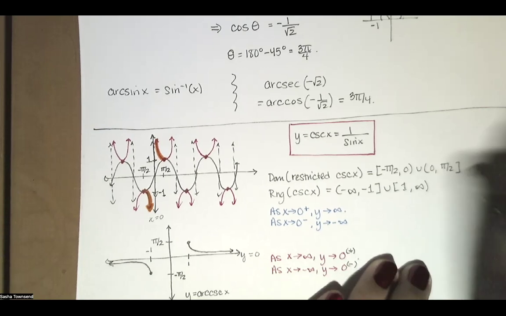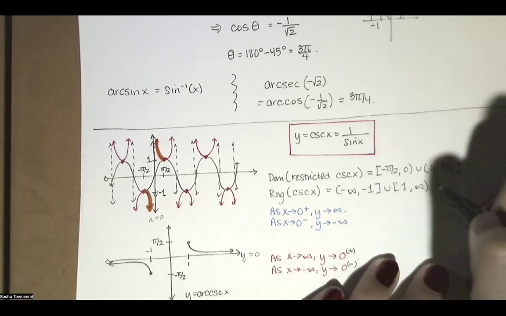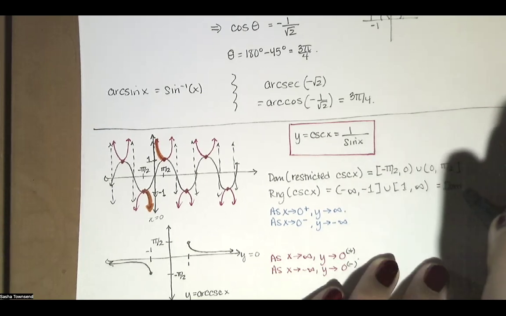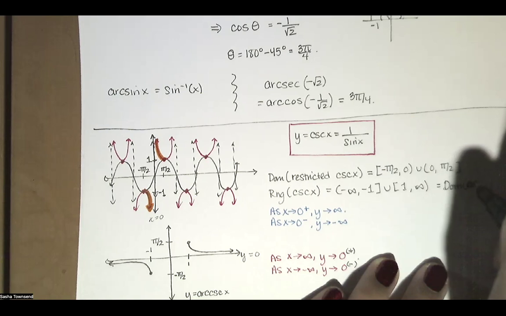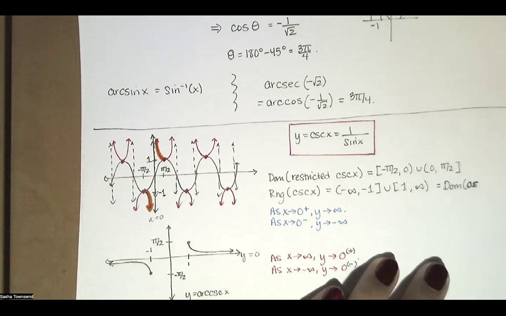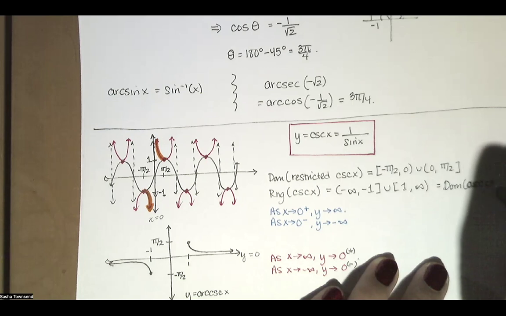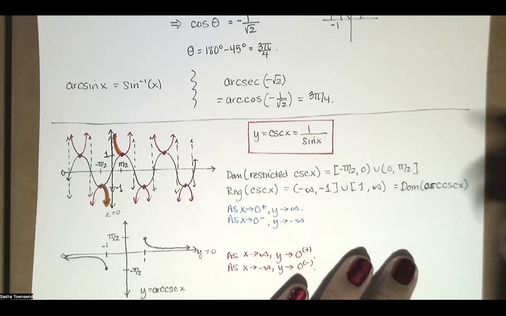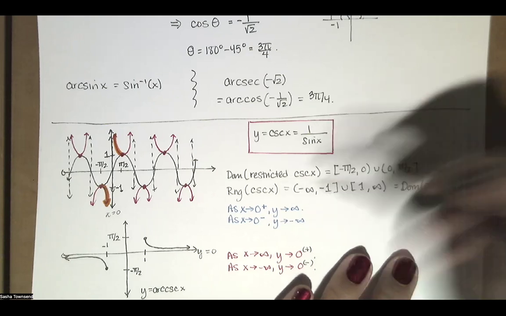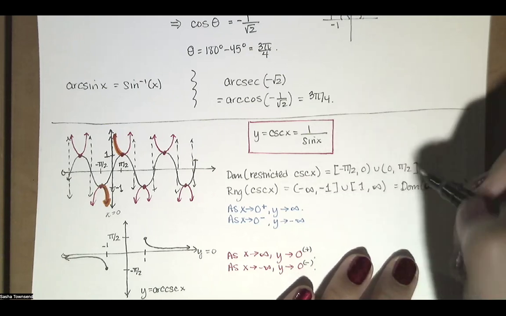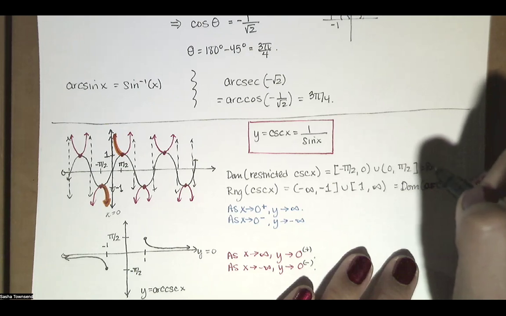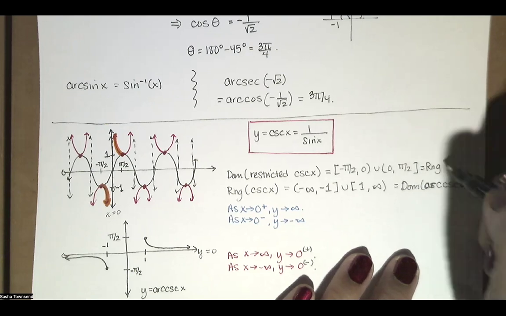And of course, the domain of the arc cosecant is the range of the cosecant, because we switched the roles of x and y. And the restricted domain of cosecant is the range of arc cosecant.